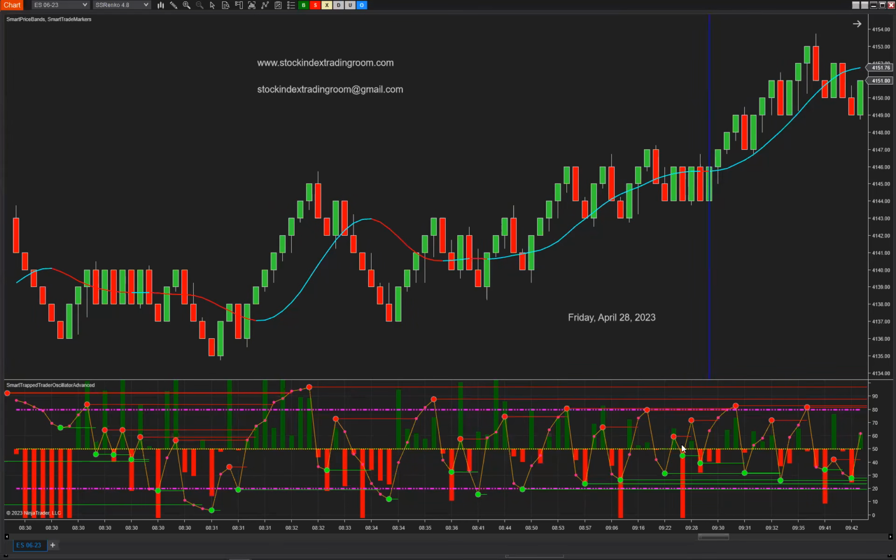In the future we'll show more about trap trader oscillator. We'll show other variations of how to set up trap trader oscillator, but I wanted to start with this, so I'm going to do these for a while.